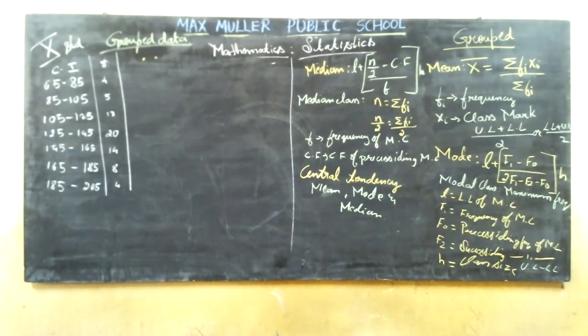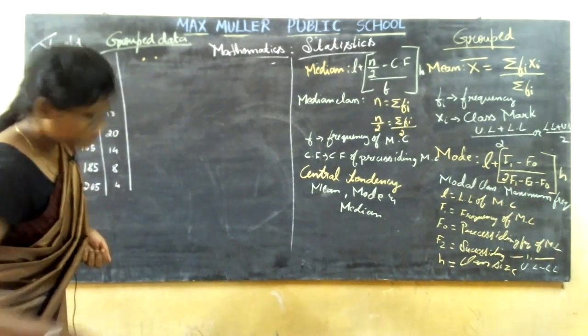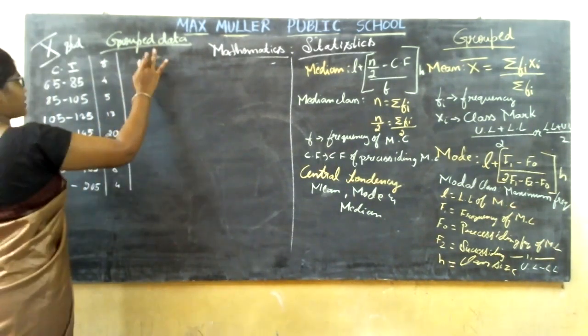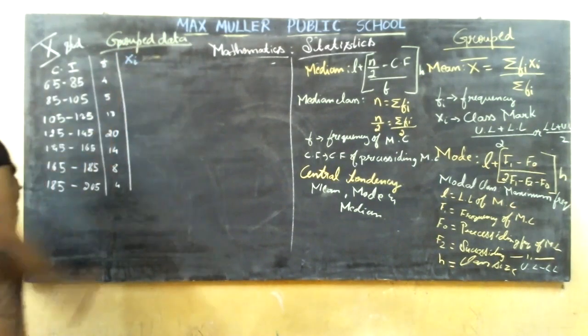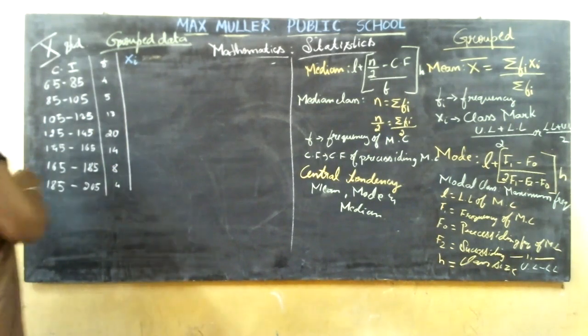What is the first thing you have to find? Mean. To find mean, what are the things you require? You require xi, correct? Let me take mean in the blue color chart. So yeah, I'm going to find mean.